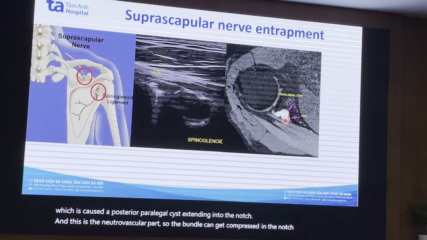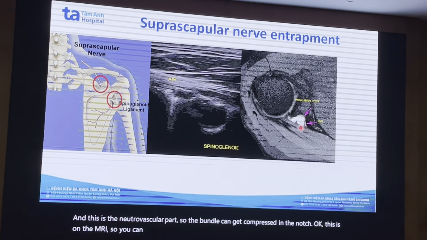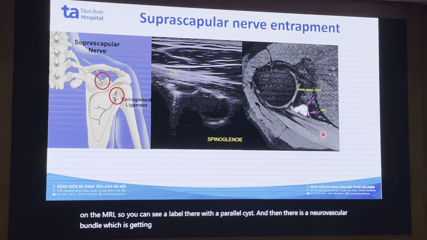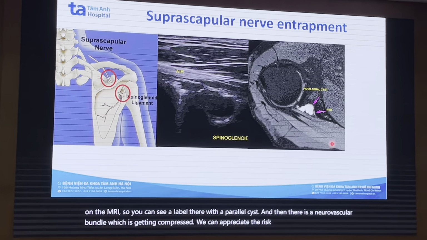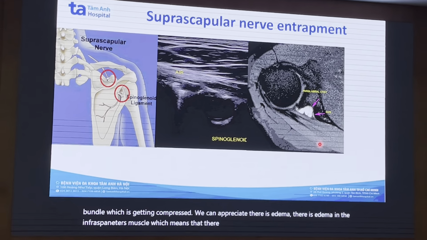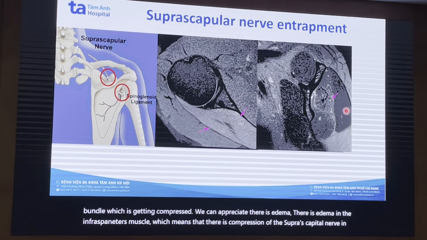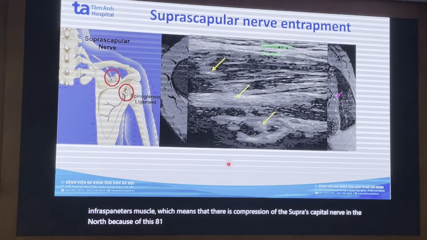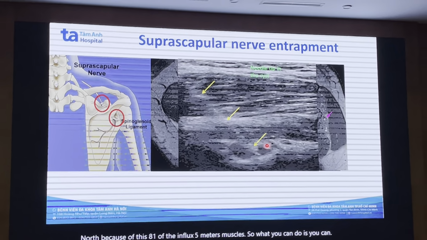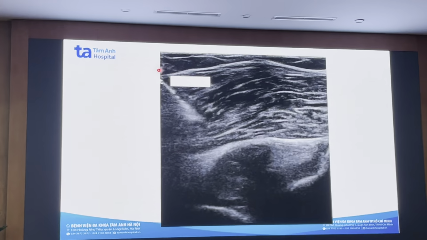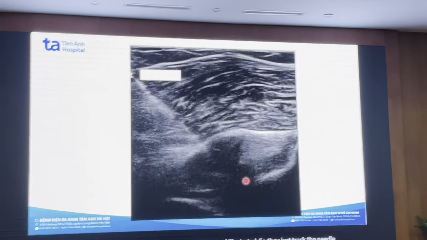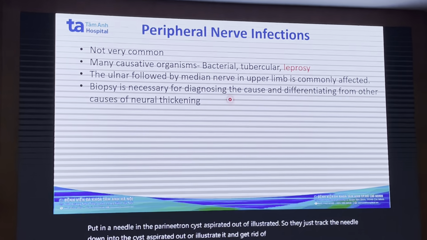Okay, this is on the MRI, so you can see a labral tear with a paralabral cyst, and then there is a neurovascular bundle which is getting compressed. You can appreciate there is edema in the infraspinatus muscle, which means that there is compression of the suprascapular nerve in the notch. So what you can do is put a needle in the paralabral cyst and aspirate it out or fenestrate it. You can just track the needle down into the cyst, aspirate it out or fenestrate it, and get rid of the cyst.